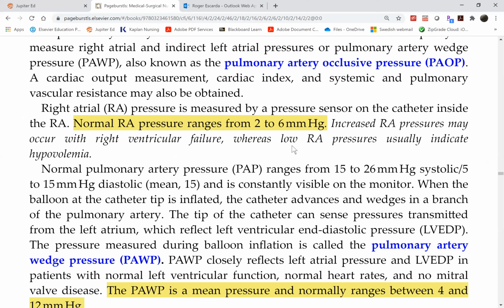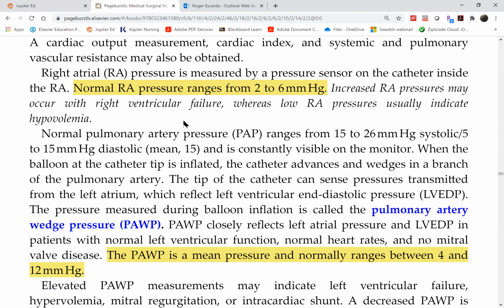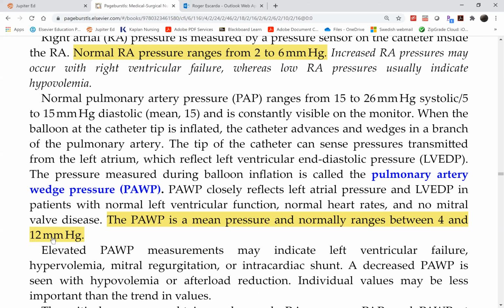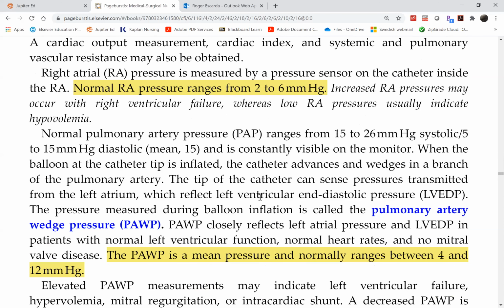So these are your numbers. What we'll use for the tests are the ones I highlighted. Right atrial pressure is between 2 to 6. Take note that there is no zero pressure, so some books will say 1 to 6. Regardless, it's about 6 maximum. Whereas the left side is between 4 and 12 millimeters of mercury. Now, how is this asked?